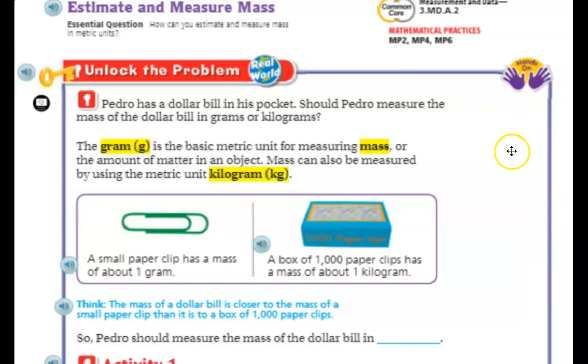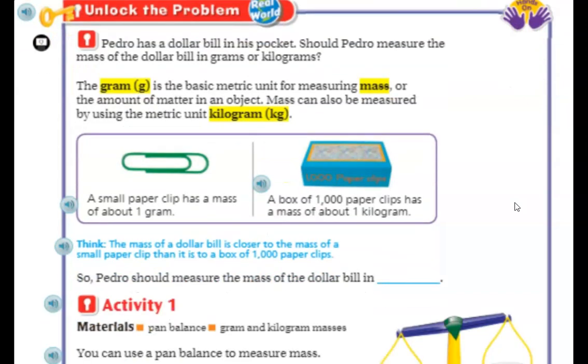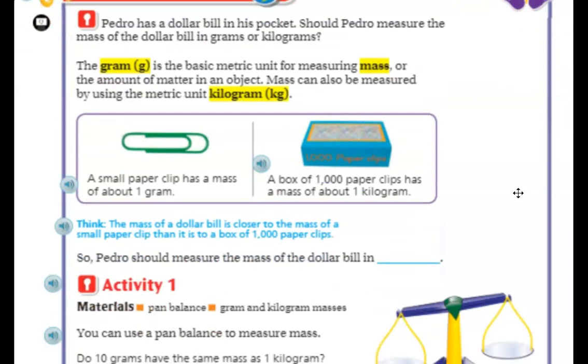All right, so we have Pedro has a dollar bill in his pocket. Should Pedro measure the mass of the dollar bill in grams or kilograms? So we saw that in the video, a dollar bill, and we learned that G stands for gram. That's the basic metric unit for measuring mass, or the amount of mass in an object. Mass can also be measured by using the metric unit kilogram. And we learned that the kilogram is kg.